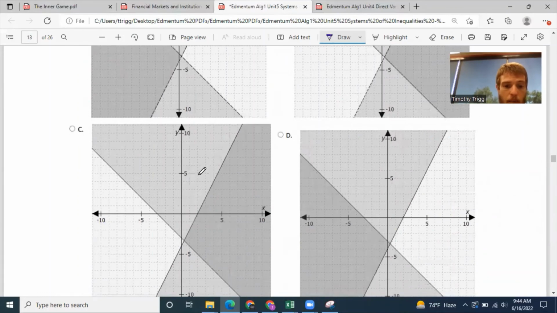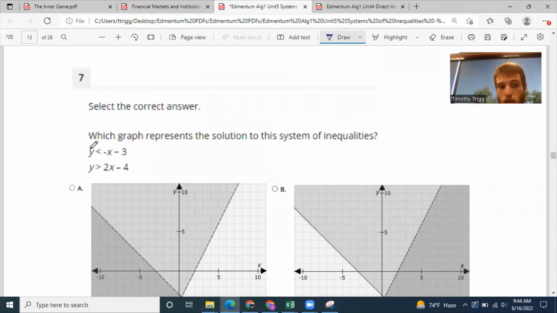One thing to keep in mind is that since this is strictly y is less than negative x minus 3, remember, if it just has less than or just has greater than, this would be a dashed line. So both of these should produce dashed lines. If it's a less than or equal to or a greater than or equal to, these both produce a solid line. And if it's a less than, graphs shade below, and greater than graphs shade above.